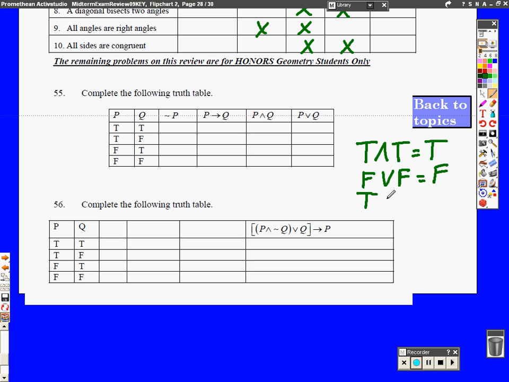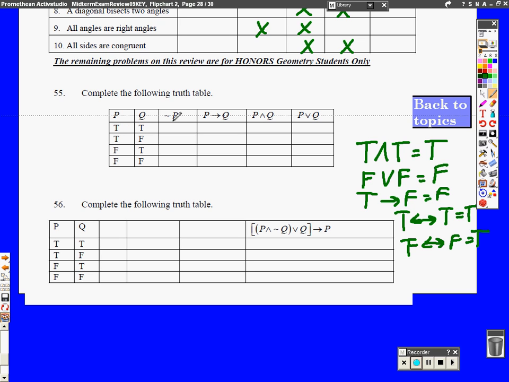If you have true, arrow, false, so you're looking at the arrow statement, the conditional, if you have T, arrow, F, you get an F. If the T is not first, if the T is second, then it is not false. These are the rules for all of the logic statements. When you go to the double arrow, they have to be the same. So T double arrow T is T, or F double arrow F is also T. Okay? We're going to use those rules to complete this truth table.